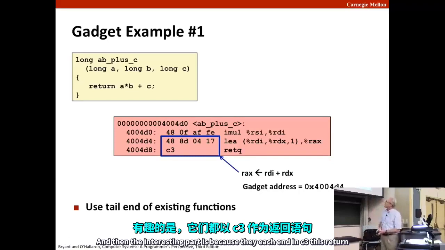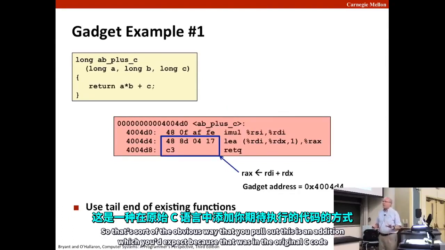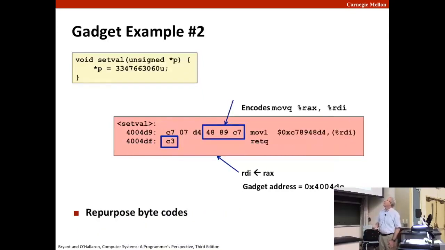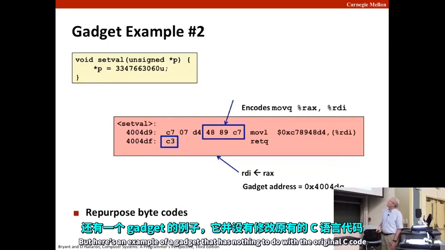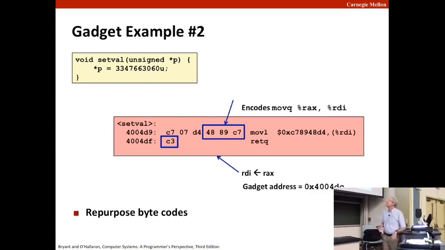And then the interesting part is, because they each end in C3, this return, well, let me get to that in a minute. So that's the obvious way that you pull out this addition, which you'd expect because that was in the original C code. But here's an example of a gadget that has nothing to do with the original C code. It just happens to match the byte pattern of some existing code.